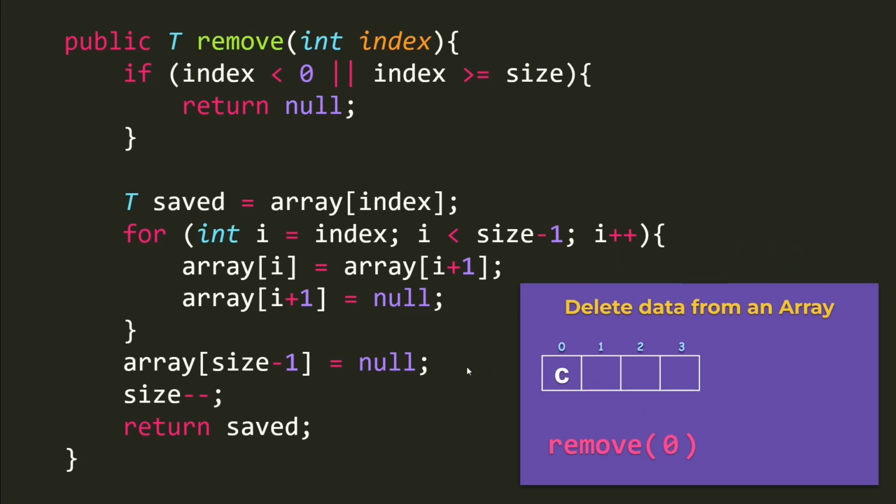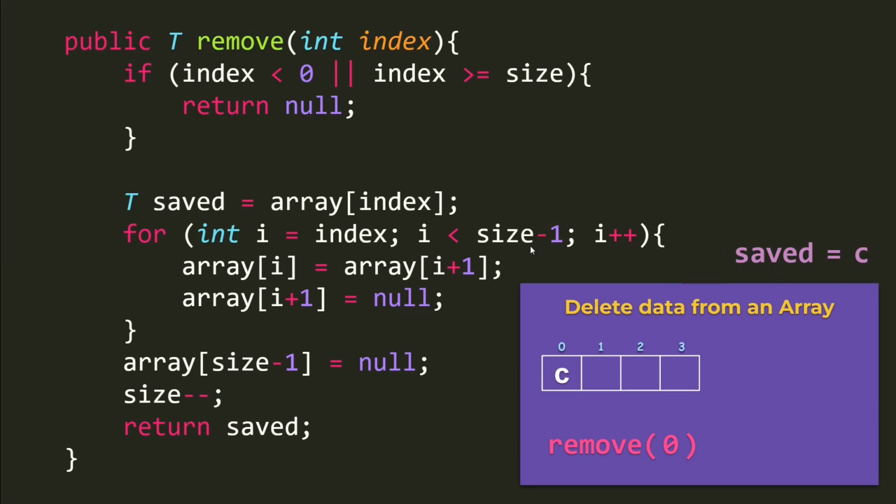So let me explain why this line here is so important. I'm talking about the line array at size minus 1 equals null. In order to understand, we have to look at this edge case, when there's only one element inside the array and we want to remove the beginning of this array. The first step is to put C into the variable saved.